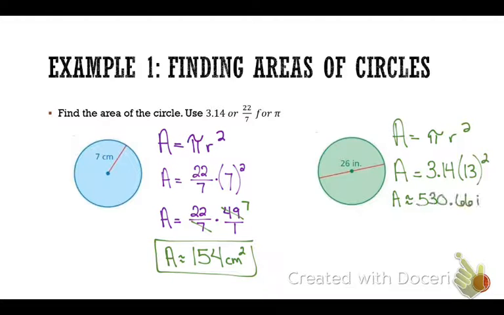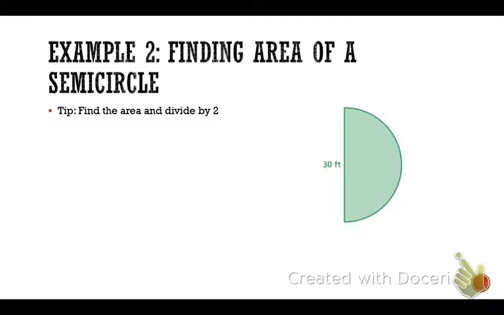169 times 3.14, 530.66 inches squared. Why did we approximate? Because pi's rounded. Yeah, pi's rounded, but also when I multiplied that, was 6 repeating or no? No. 6 was not repeating? Okay. All right, so 530 inches squared. All right, let's see, semicircle.